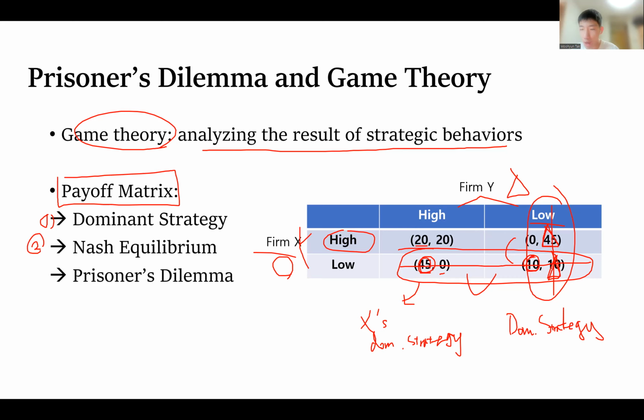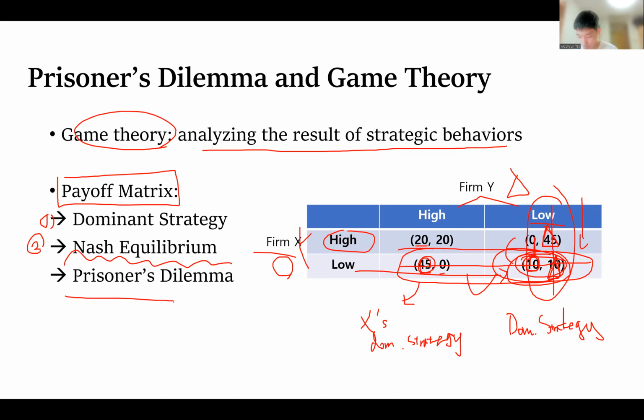Then we have to find where the circle and triangle coexist. This is low and low, right? So this point is the Nash equilibrium for those two. Hence, in the Nash equilibrium, X will choose low and Y will choose low. This is a tip to solve payoff matrix-related questions.